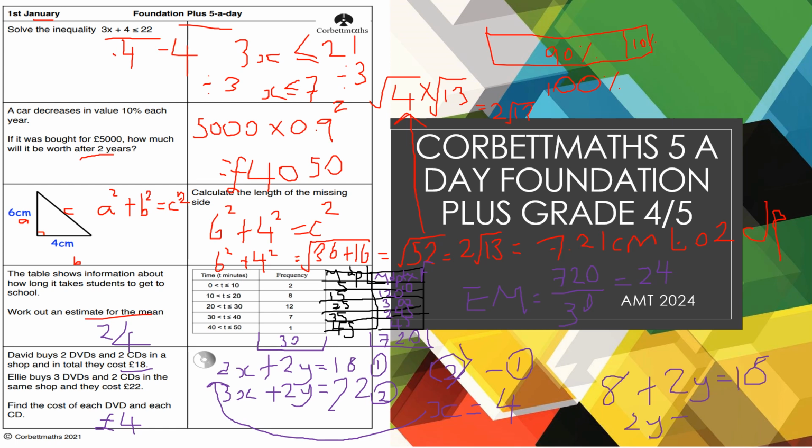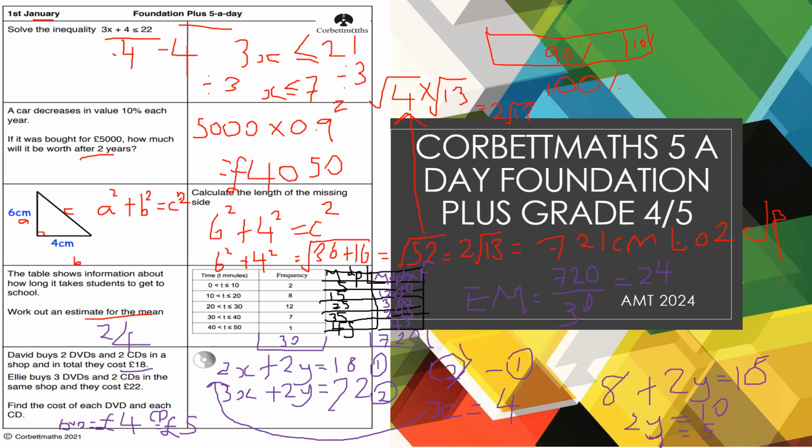Divide both sides of the equation by 2. I'm going to get y is equal to 5. So each CD costs £5. So DVD costs £4 and CD costs £5. And that's my answer for that question.